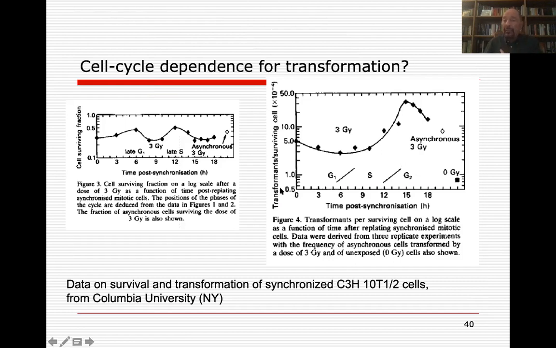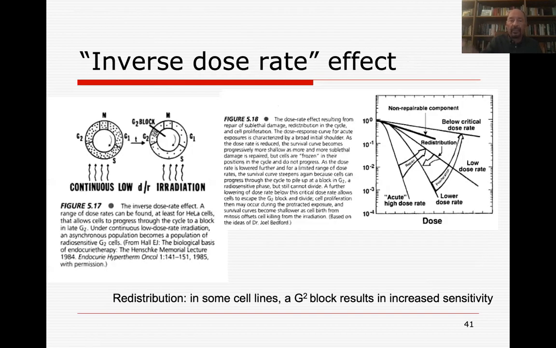But surprisingly, when you look at transformation, you can look also at neoplastic transformation. Now it looks like you see G1S, but then around G2 or G2M, you seem to have an increase, at least a factor of 2, if not more, in neoplastic transformation. So it looks like there's a window of sensitivity to neoplastic transformation, which is in the G2M phase.